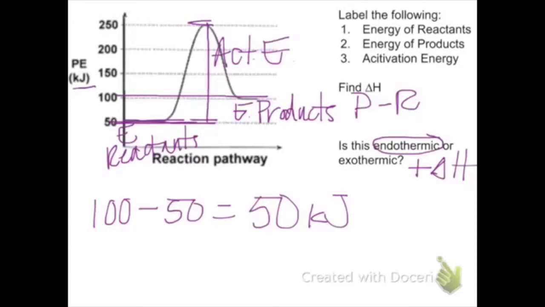All right. So is that a positive number? It is a positive number. So does that support what we thought, that it was going to be an endothermic reaction? Yes, it does.